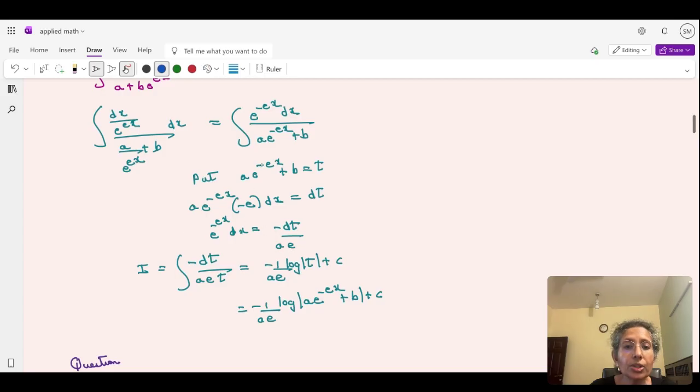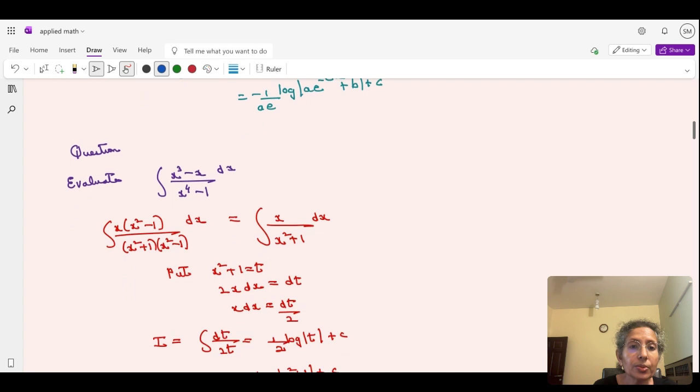And now substitute here, so I becomes integral minus dt by ae into t, which is minus 1 by ae log mod t plus c, and now you substitute for t as a e raised to minus ex plus b plus c.